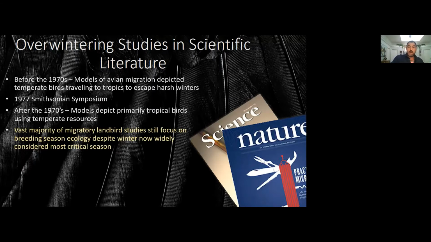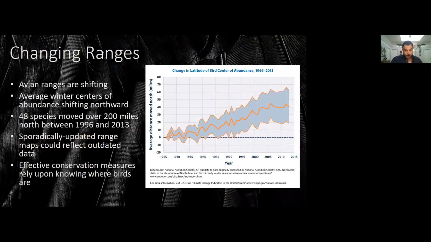The vast majority of migratory land bird studies still focus on breeding season ecology, however, and that's despite winter now being widely considered the most crucial season to a bird's fitness and survival. And this is especially important when we consider that the ranges of birds are changing along with our climate. The average winter centers of bird abundance are shifting northward. Between 1996 and 2013, for 48 different species, the center of their population abundance during the winter moved over 200 miles northward.